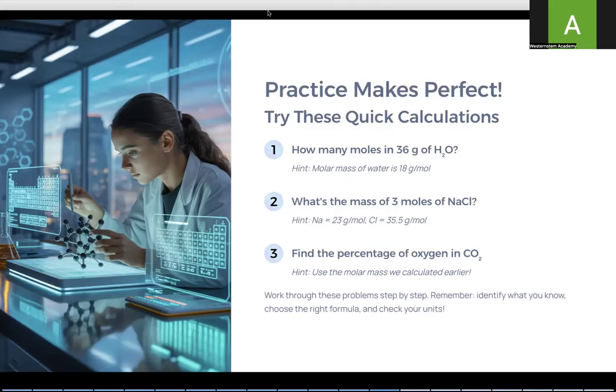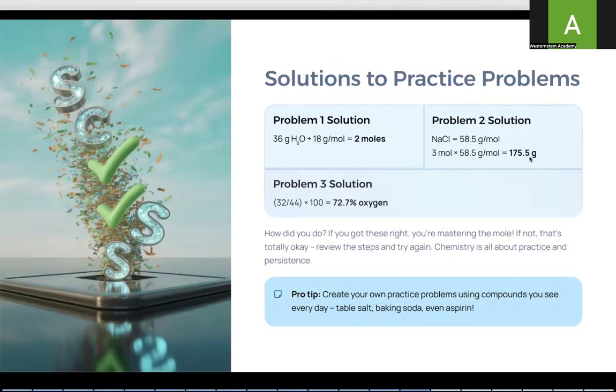Number three: find the percentage of oxygen in carbon dioxide. Hint: use the molar mass that we calculated earlier. Work through these problems step by step. Remember, I want you to identify what you know, choose the right formula, and then check your units. That's important. Now, pause the video, work out these 3 questions and put your answers in the comments section.